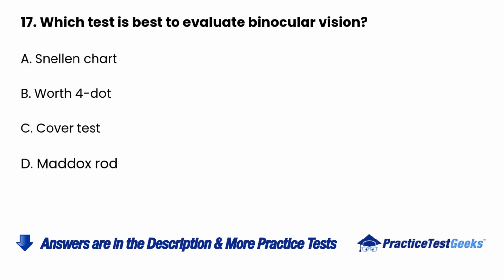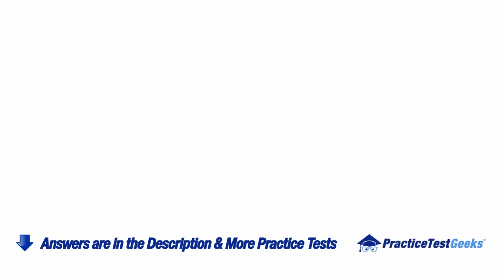17. Which test is best to evaluate binocular vision? A. Snellen chart. B. Worth 4 dot. C. Cover test. D. Maddox rod.